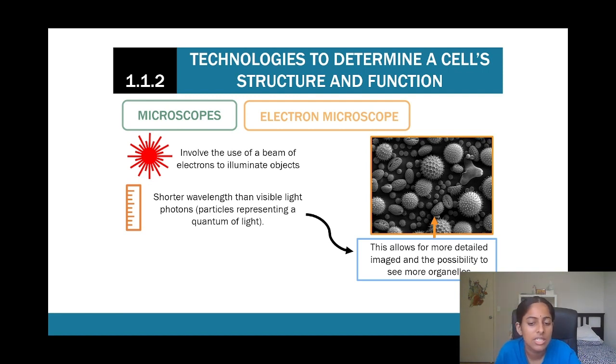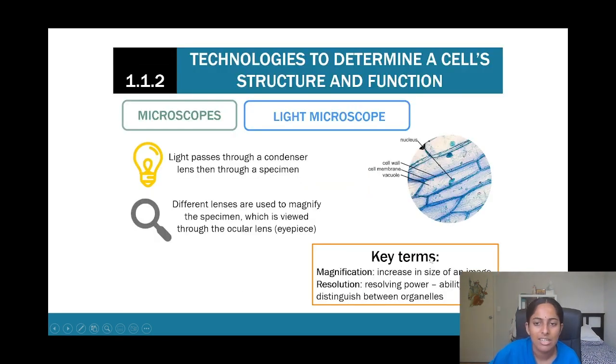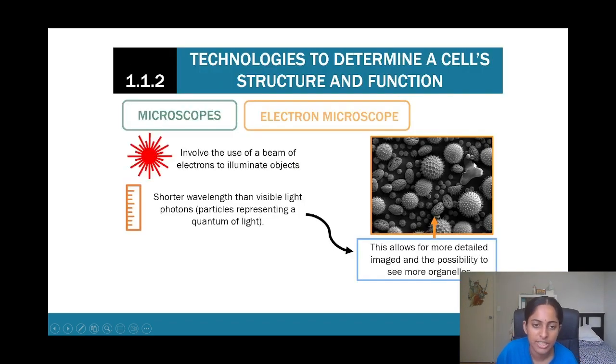Similarities is that you can see organelles, both of them enable you to see certain organelles. However, in an electron microscope, the ability to see more organelles is better. You can see, I think, further structures as well compared to something like a light microscope where you can only see things like a nucleus and a cell wall. So yeah, it's pretty cool and interesting.